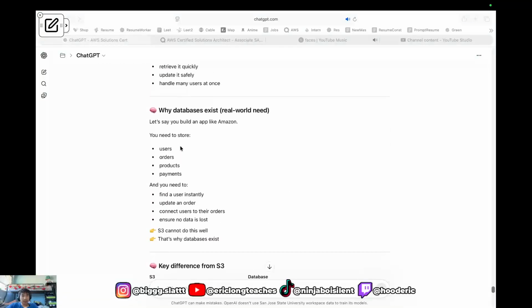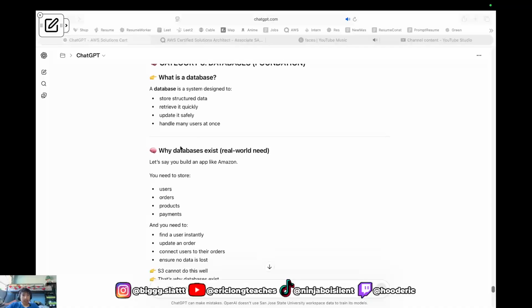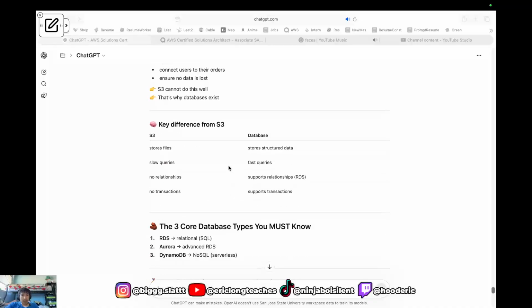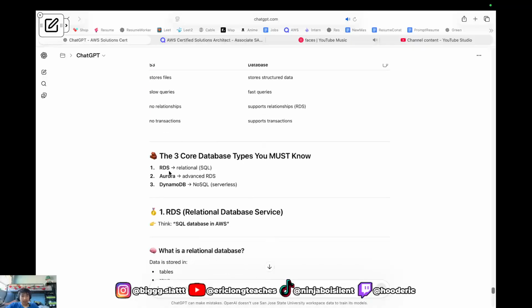Okay, now let me scroll up again and do a little quick review, make sure I got everything. So the main differences from S3: S3 just stores, with slow queries and no relationships. RDS is relational SQL, but for Amazon.